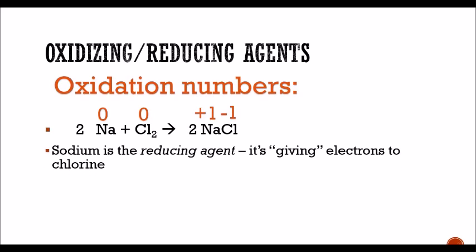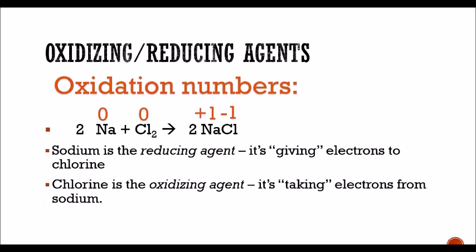We could also say that sodium is the reducing agent. It's the thing that's giving the electrons to chlorine. Remember, reducing agents get oxidized. Chlorine is the oxidizing agent. It's the thing that's taking those electrons from sodium. It's the thing that's helping that happen. So it's the oxidizing agent. Now, of course, it gets reduced in that process. Clear as mud? Perhaps.